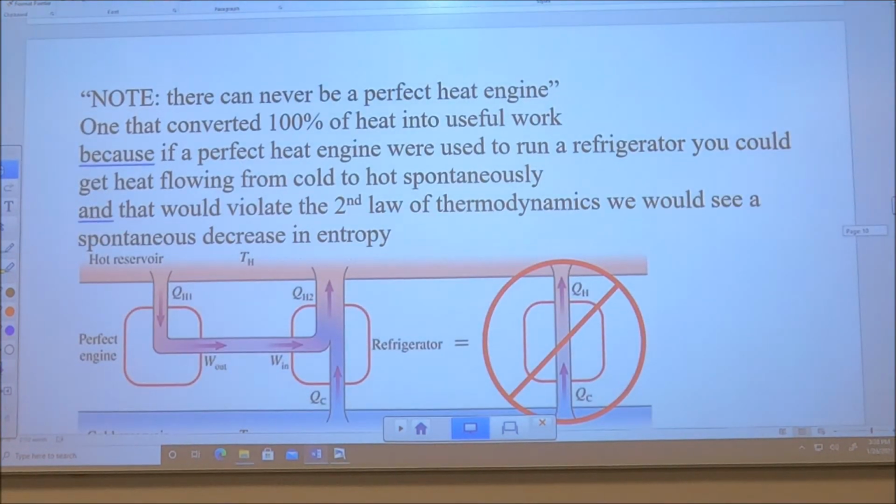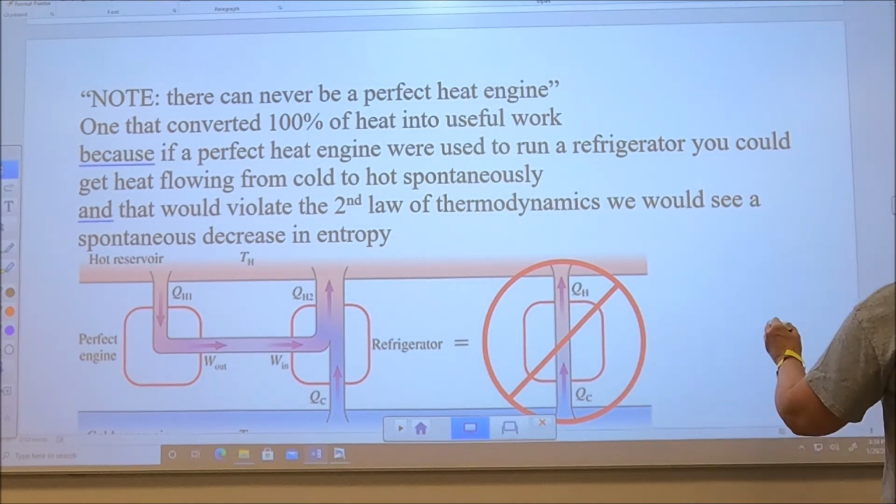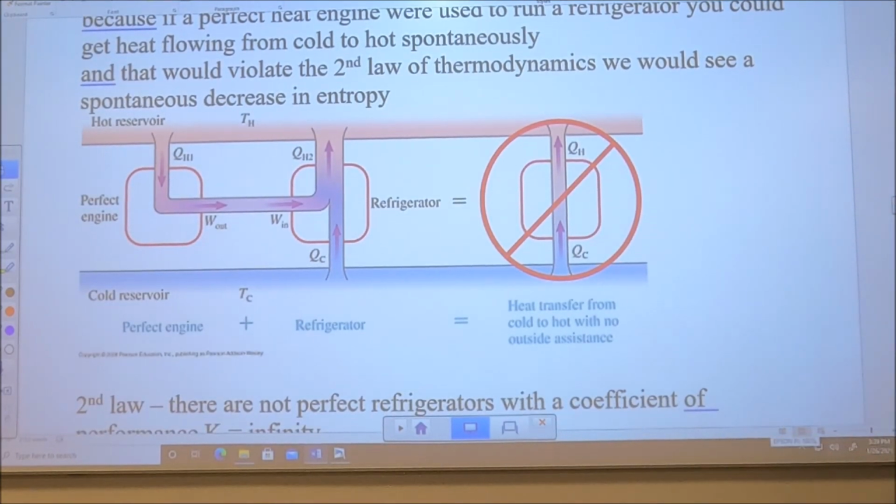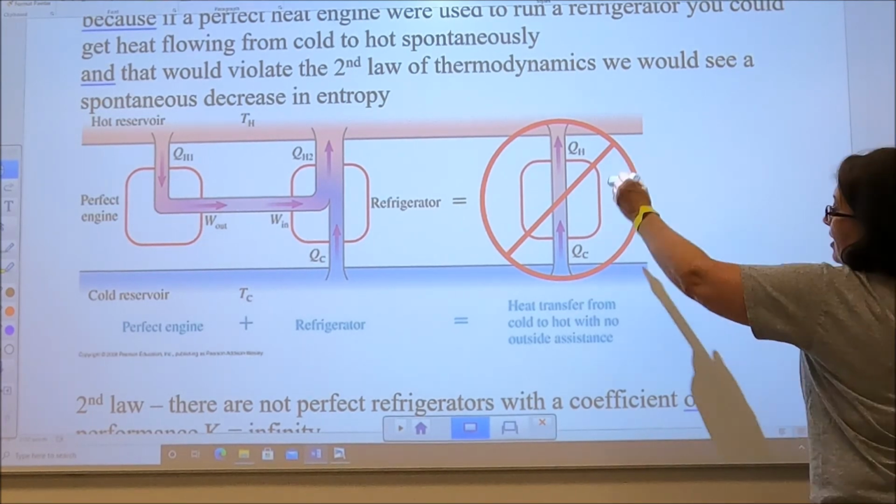Now, I want you to remember that there can never be a perfect heat engine. One that converts 100% of heat into useful work. Because if a perfect heat engine were used to run a perfect refrigerator, you could get heat floating from cold to hot spontaneously, and that violates the second law of thermodynamics. You can never have a perfect heat engine, okay? Because this can never happen.